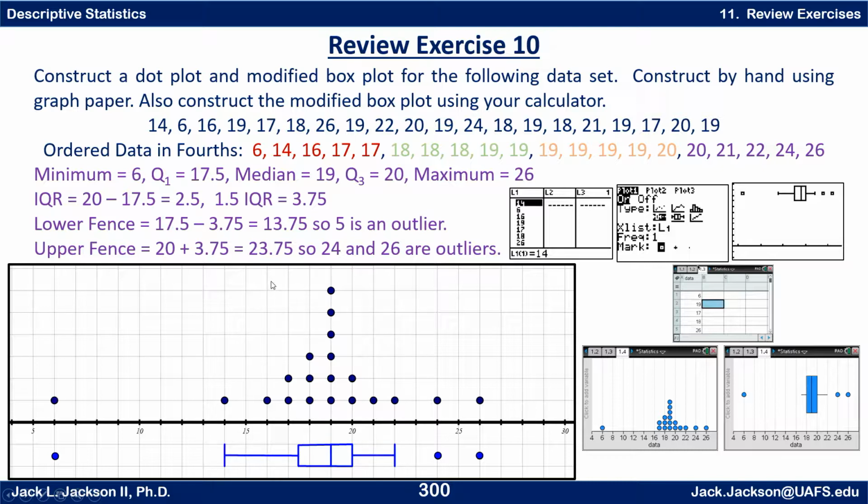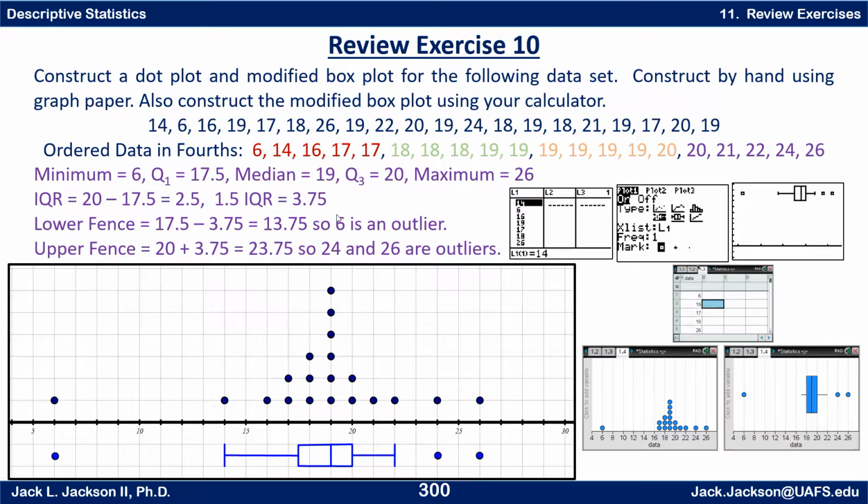Similarly, on the low side, we take Q1 minus 1.5 times the interquartile range. So remember, once again, the interquartile range was 2.5. 1.5 times that was 3.75. So the lower fence is Q1 minus 1.5 times IQR. So that's 17.5 minus 3.75, which is 13.75. So anything below 13.75 is considered an outlier. Well, the only one is this one at 6, which is an outlier.